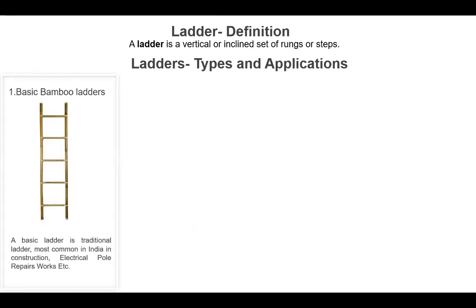First, basic bamboo ladders. They can be seen everywhere in India, very common, and are used in construction work as well as electrical pole repairs or painting. Nowadays they are being replaced by many other types of ladders, which are discussed now onwards.